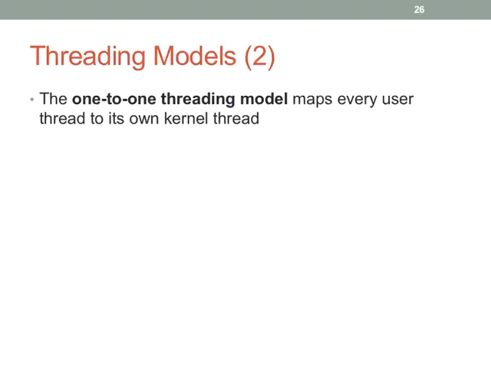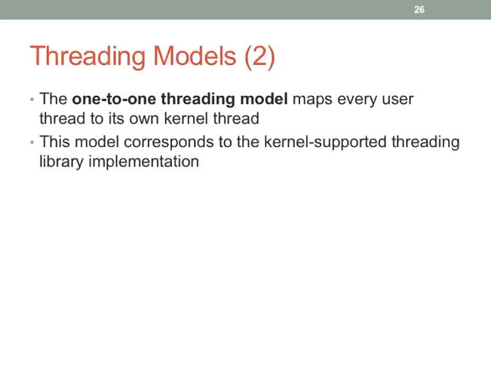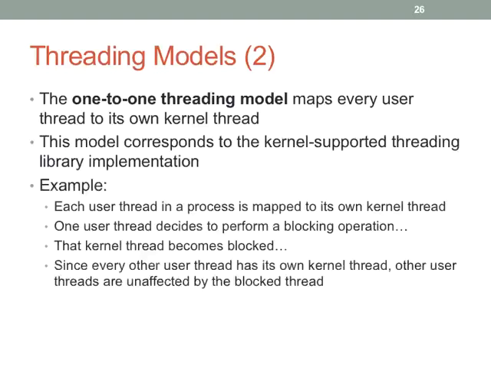Another approach is one-to-one. So now every user thread in a process is mapped to its own kernel thread. This is identical to the kernel threading approach that we talked about already. Okay, so now I have kernel-supported threading. Each user thread in a process is mapped to its own kernel thread. So if one user thread decides to perform a blocking operation, it traps into the kernel. The corresponding kernel thread becomes blocked. The kernel can now switch to another kernel thread for the same process. So another user thread is able to progress while that one user thread is blocked.